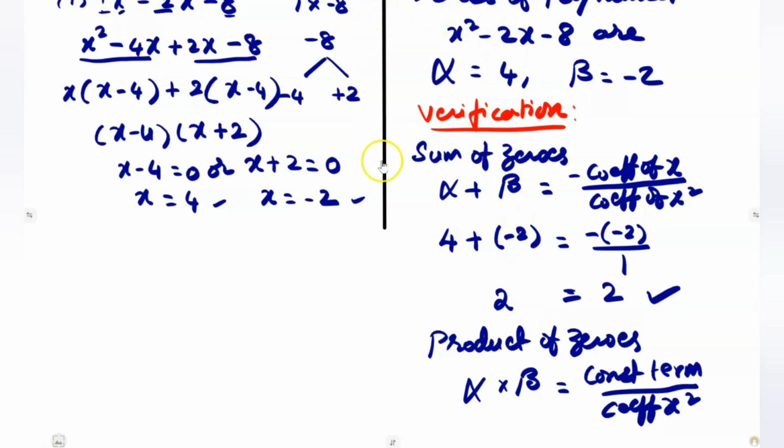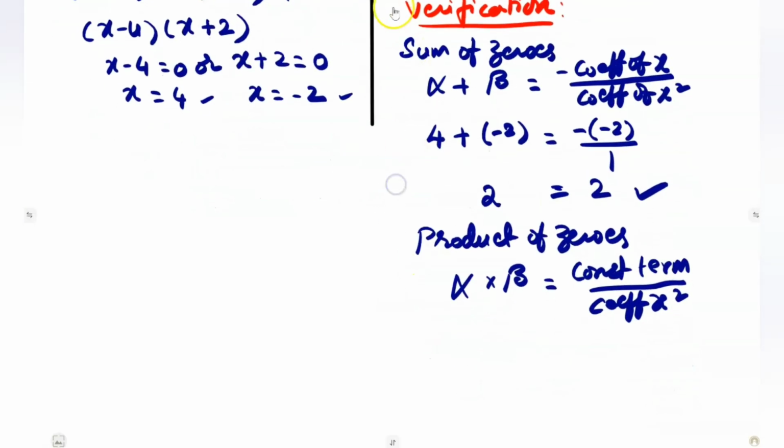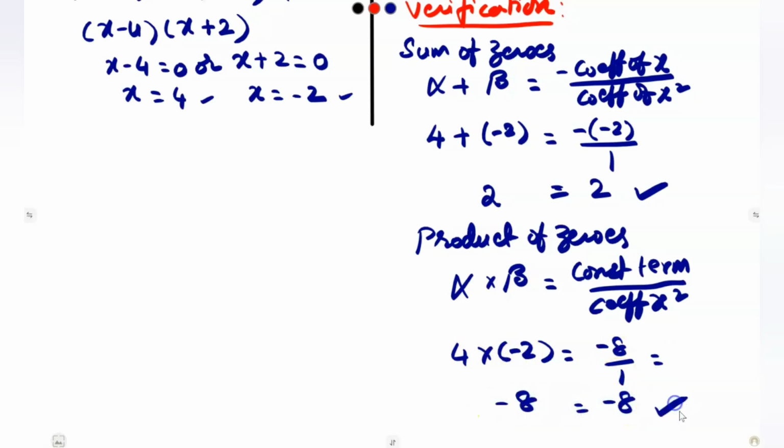Alpha is nothing but 4 according to our question. 4 times minus 2 is equal to, constant term is here minus 8. Minus 8 by 1. So 4 times minus 2 is minus 8, which is equal to minus 8 by 1, which is minus 8. So here this is also verified. Now let's go to the second question.